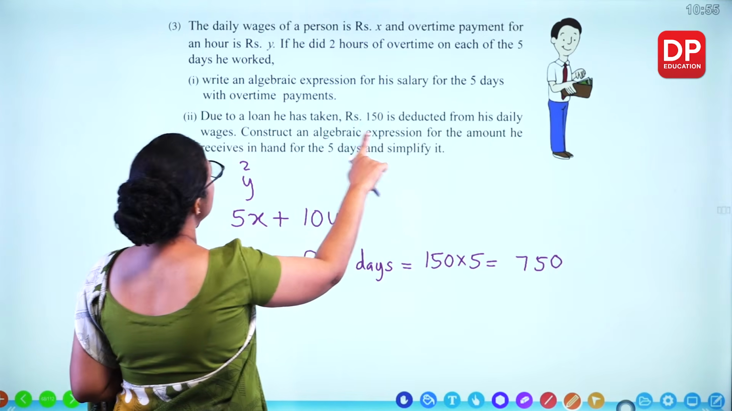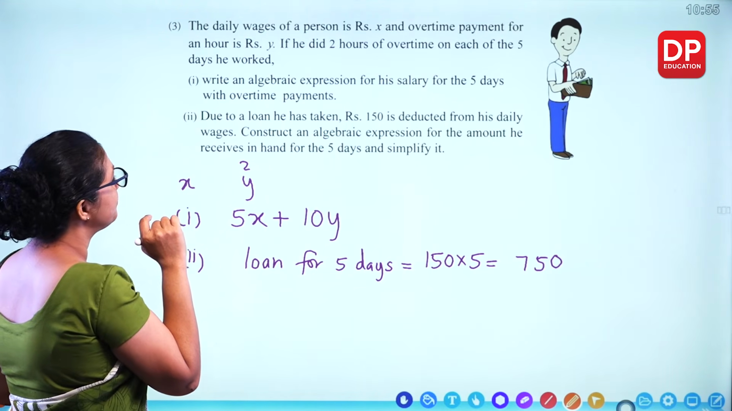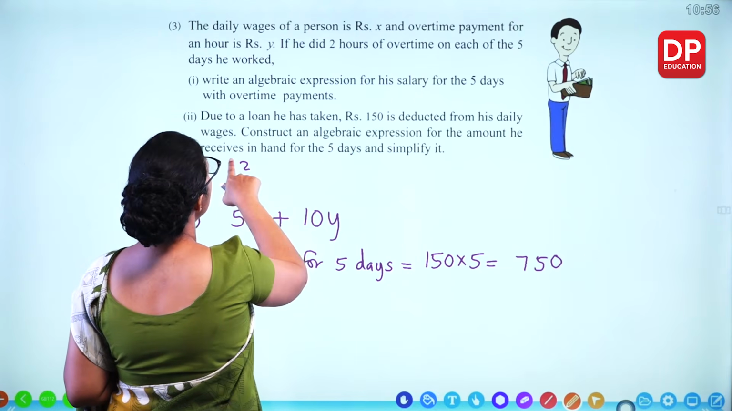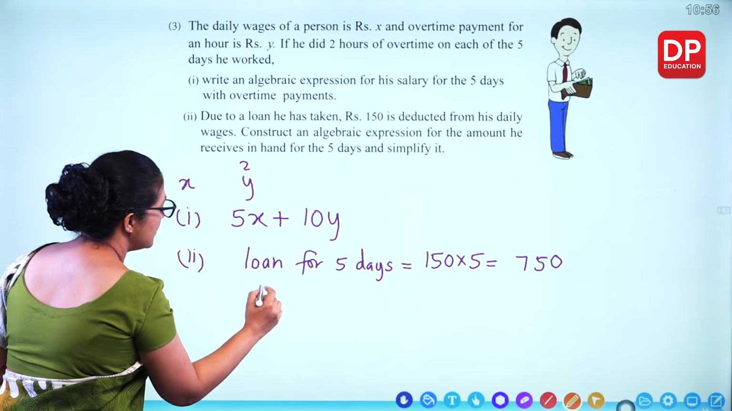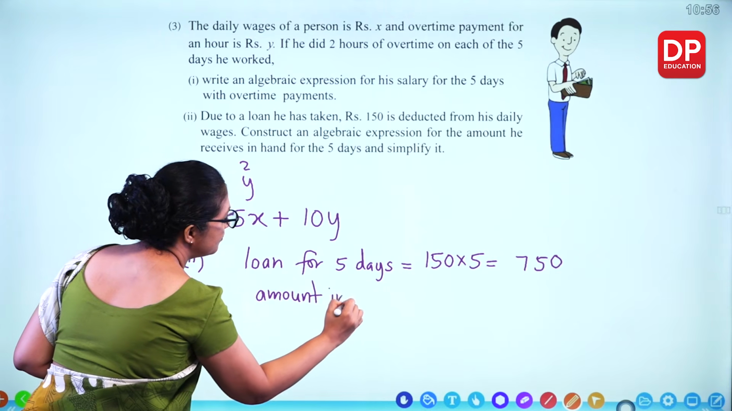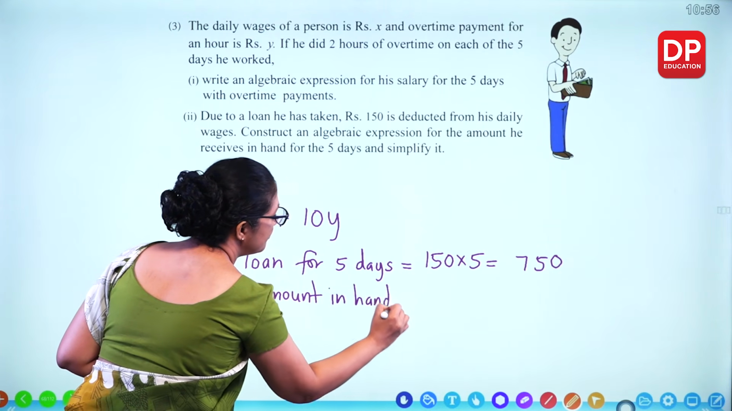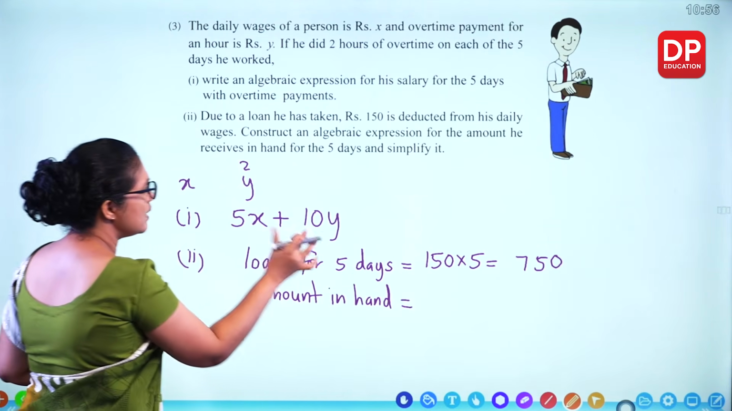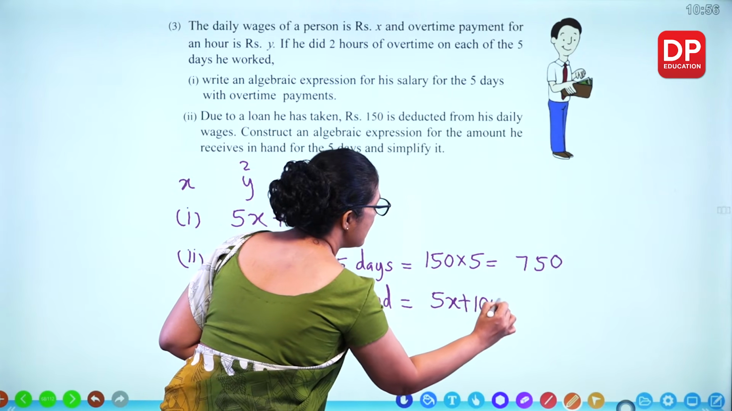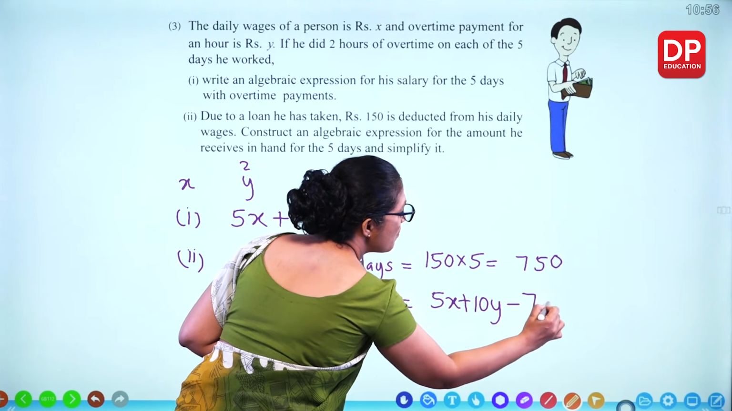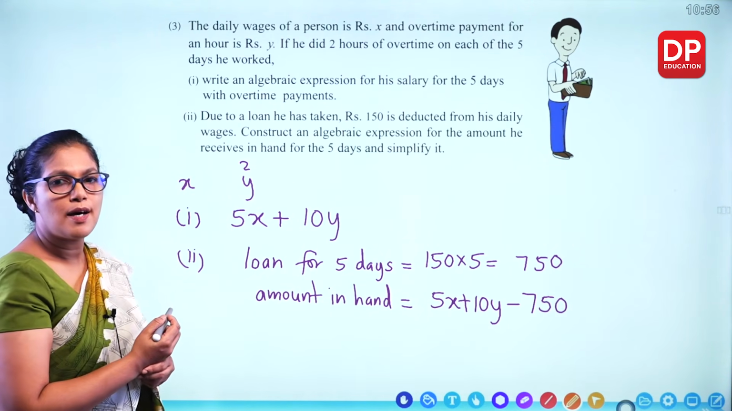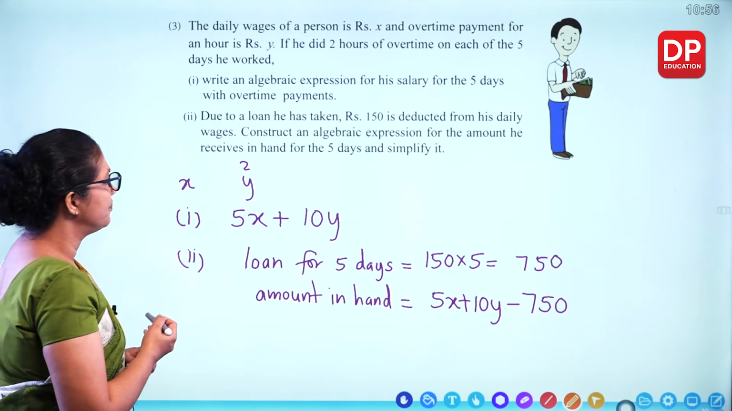So, when you deduct that amount, what's the amount received in hand? Amount in hand. This is the total income, 5x plus 10y. And he needs to pay 750 for the loan. So, this is the amount in hand.